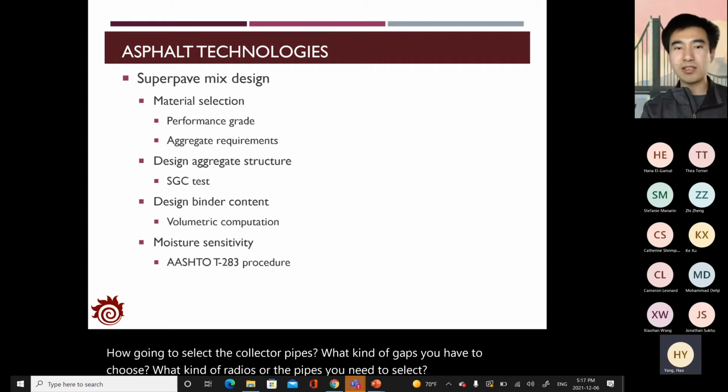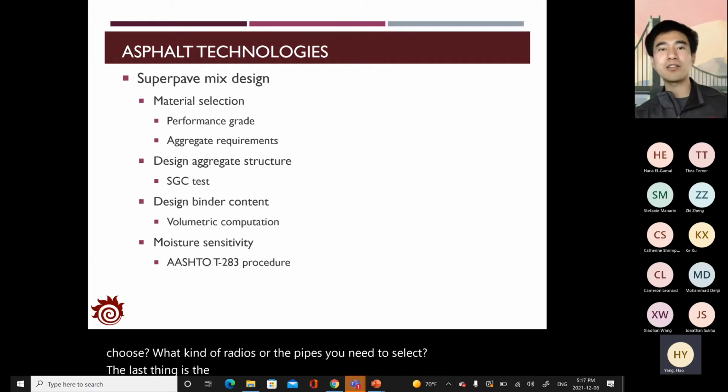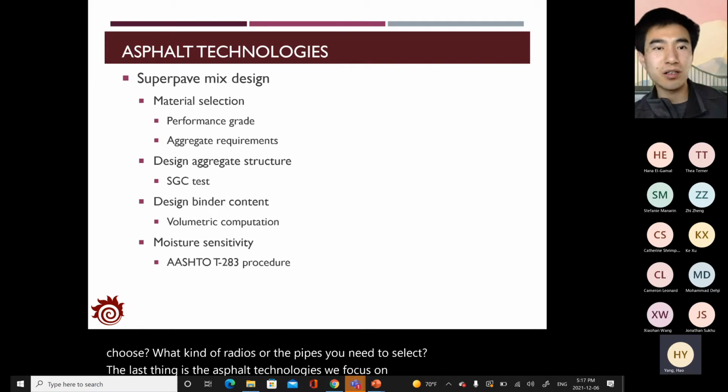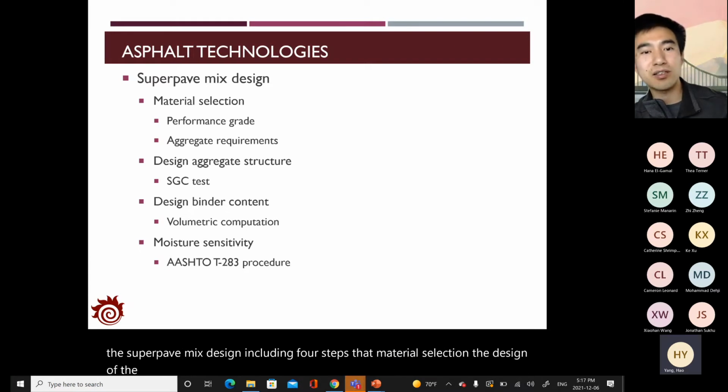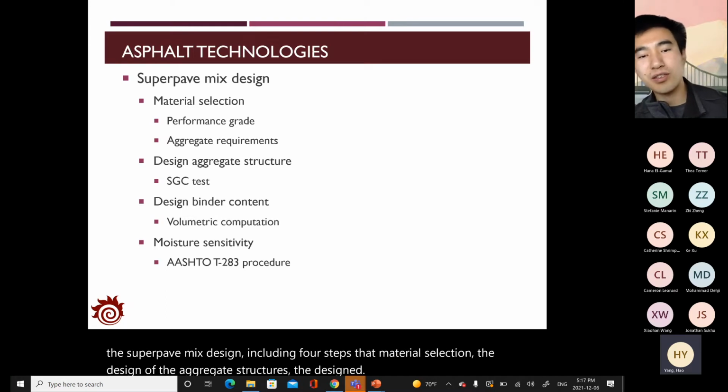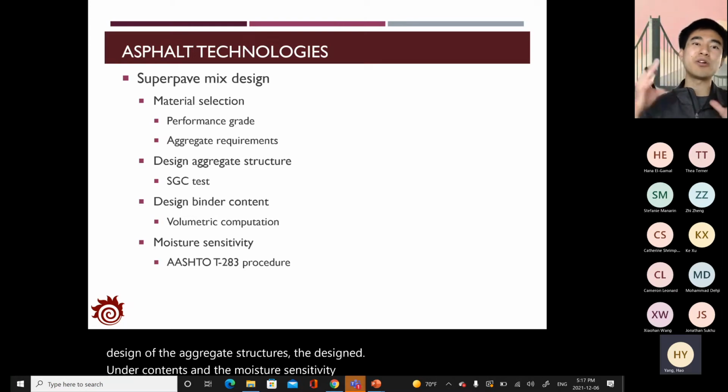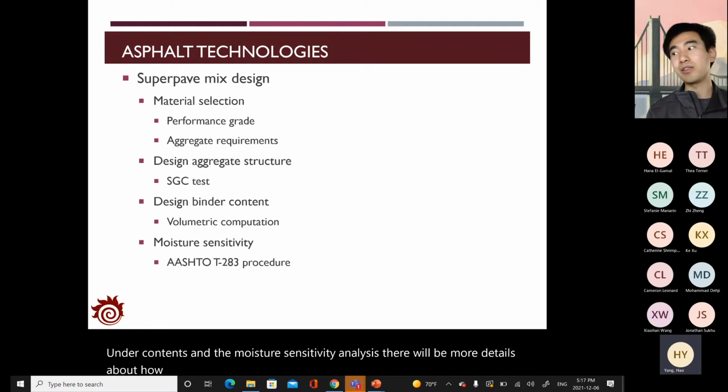The last thing is the SHRP technologies. We focus on the introduction about the Superpave mix design, including four steps: the material selection, the design of the aggregate structures, the design of the binder contents, and the moisture sensitivity analysis. There will be more details about how this first step is conducted in the lectures.